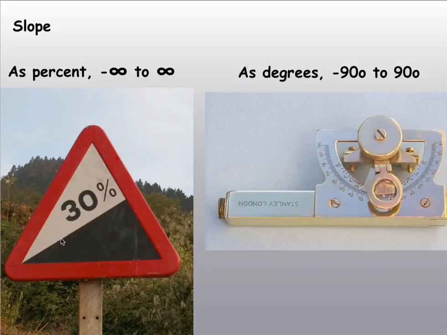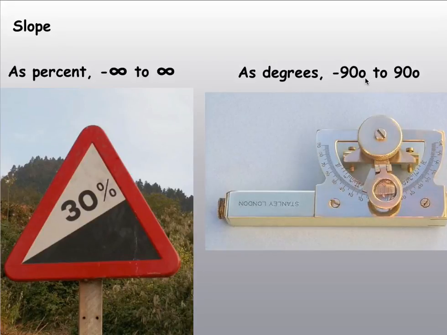I can get percent slopes that are greater than 100%, because if I go up 2 for every 1 I go over, that's 2 to 1, or as the formula will show, a 200% slope. You can also measure as degrees, and degrees go from 0 to 90.